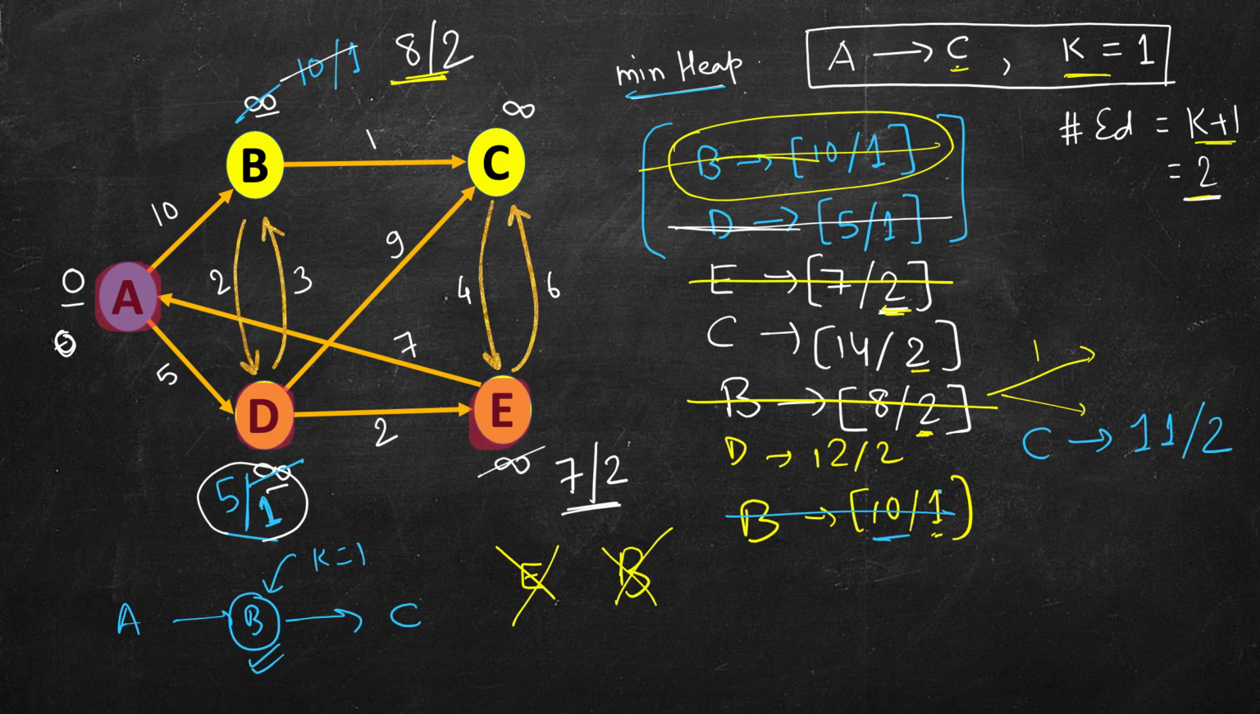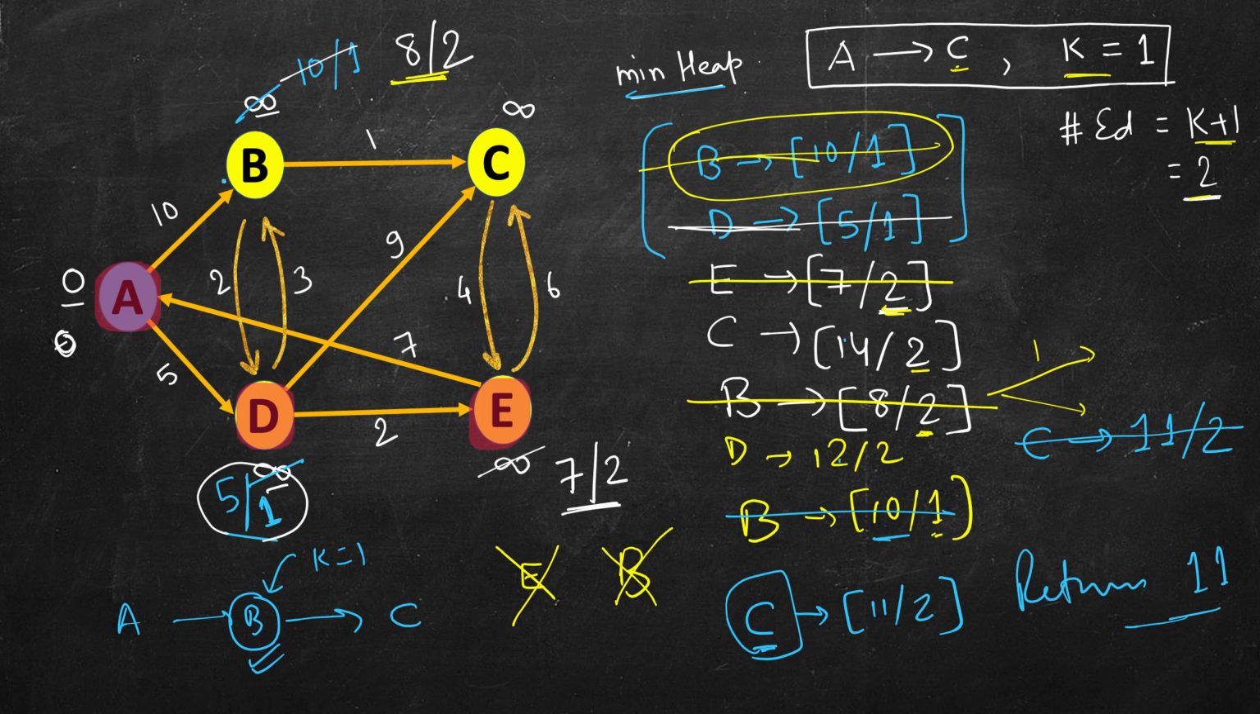Now what is the minimum here? 14, 12 and 11. So we will pick 11, C. Let's just strike it out. So we popped C with 11 and 2, and we see whether this is the destination. Yes, this is the destination, and we return, since whenever we find the destination we return. So return 11. So the minimum shortest path from A to C is of length 11 within this condition.